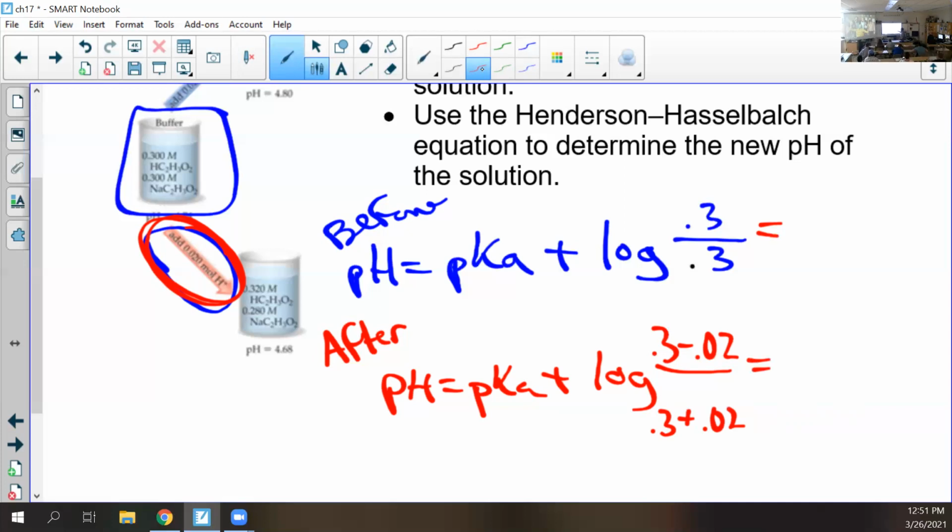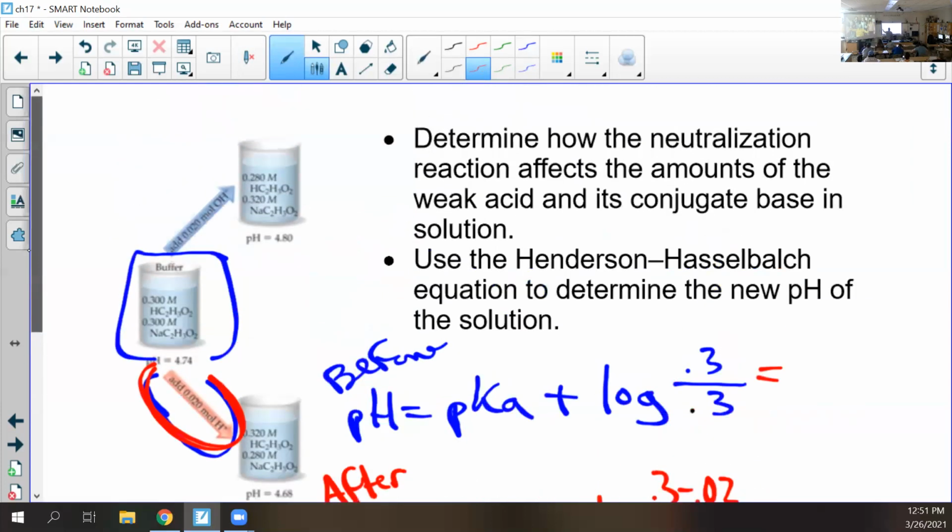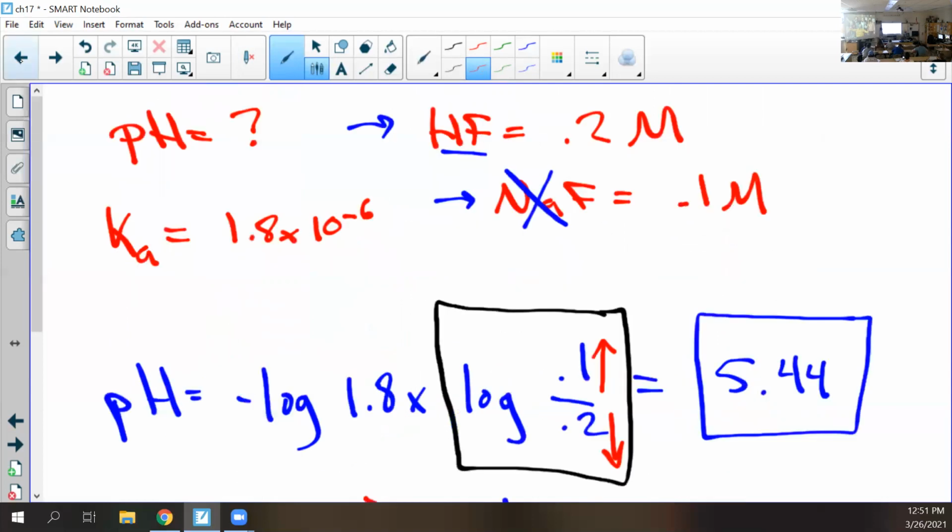This one was, I don't think it even gave it to you. Right, I already have the answers. We could look up, I think it's 1.8, or was that HF?